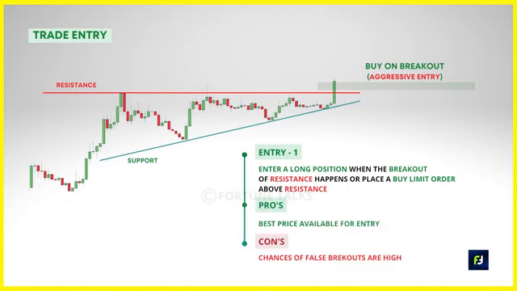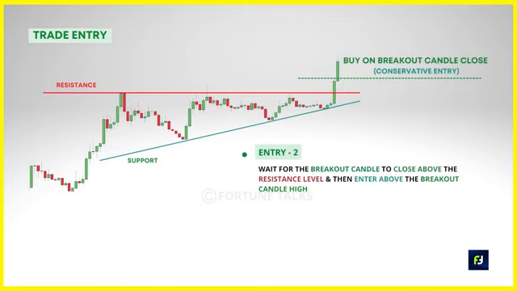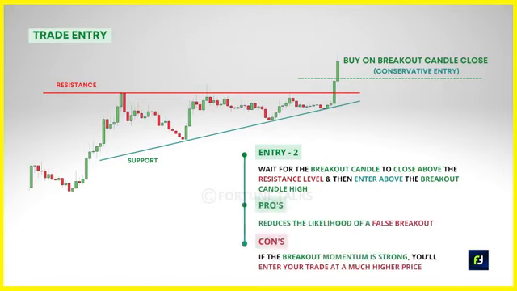But this method is very risky and chances are it might be a false breakout. The next method is similar to the previous approach. The only difference is that you wait for the price to break and close above the highs of the ascending triangle pattern. You can enter long above the breakout candle highs once the candle closes. This method reduces the likelihood of a false breakout, but if the breakout momentum is quite strong, you will be entering at a much higher price.